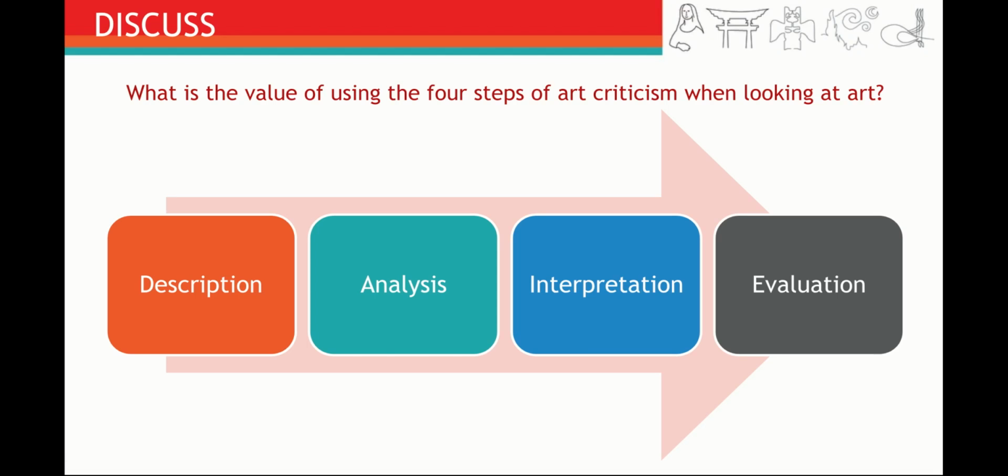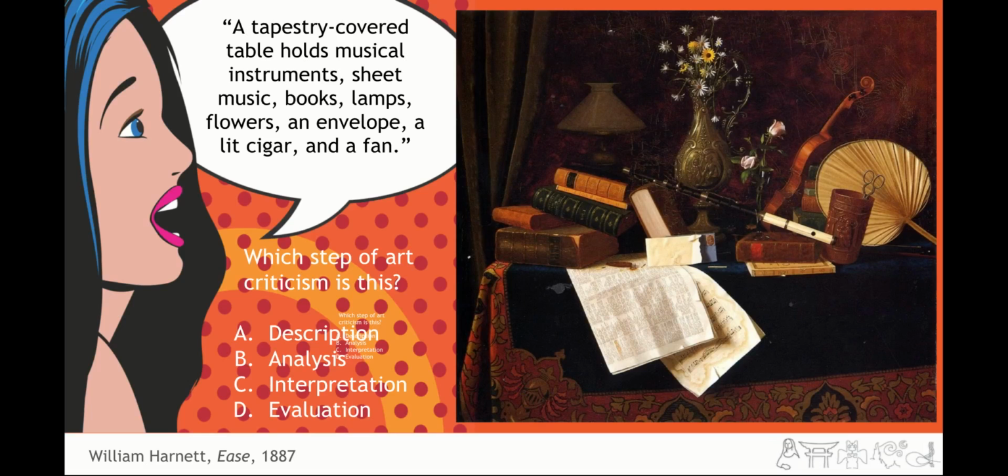Okay, so now we have gone through the 4 steps of analyzing an artwork: description, analysis, interpretation, and then evaluation. What is the value of using 4 steps of art criticism when looking at artwork? I'm going to read the statement that this person is saying, and you'll tell me which step of criticism is this. So, a tapestry covered table holds musical instruments, sheet music, books, lamps, flowers, an envelope, a lit cigar, and a fan. Which step of art criticism is this? Description, analysis, interpretation, or evaluation?